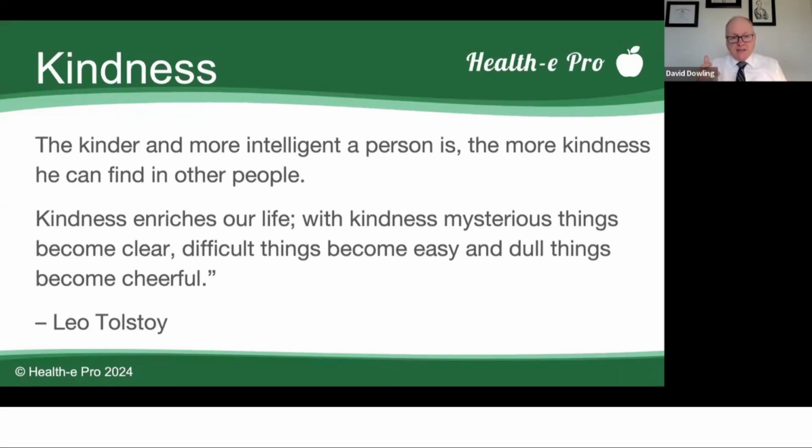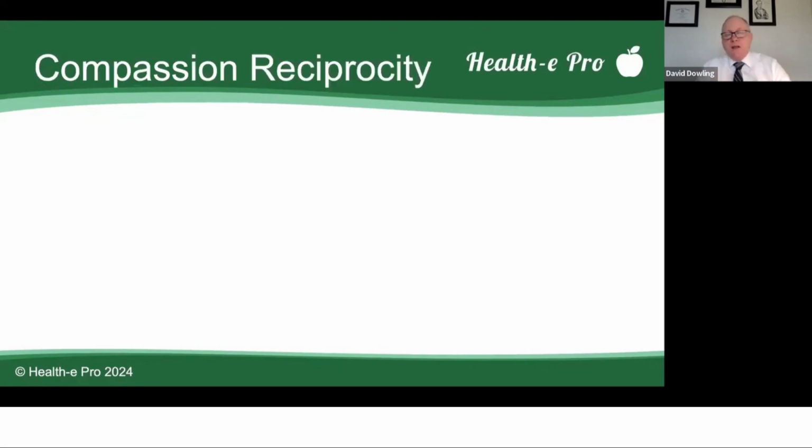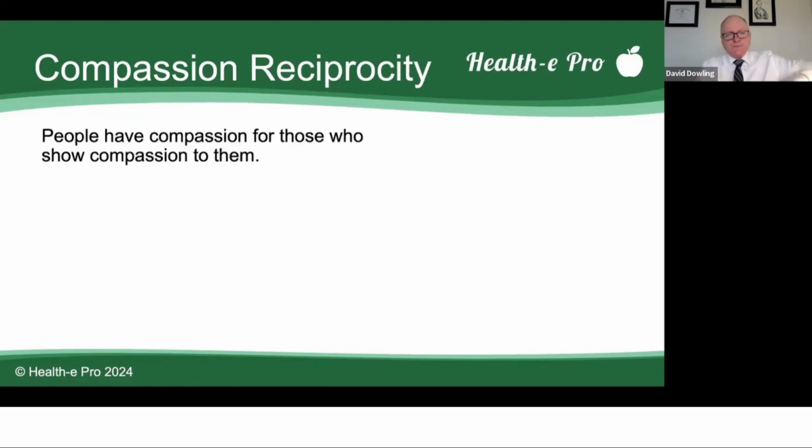Having kindness, instead of seeing the negativity, the challenges or the difficulty, and thinking about how to work with each other in a more kind manner, makes a difference to people in their jobs. So let's talk about this compassion reciprocity. People have compassion for those who show compassion to them.